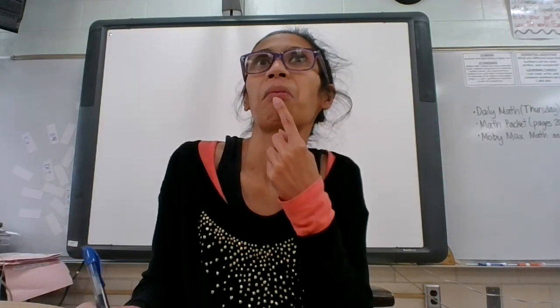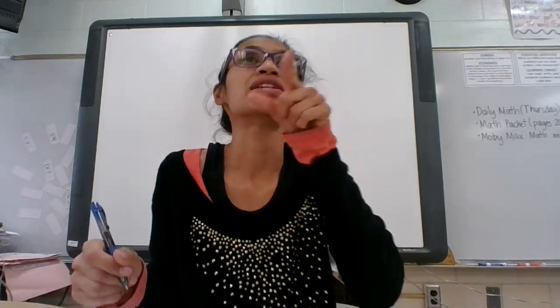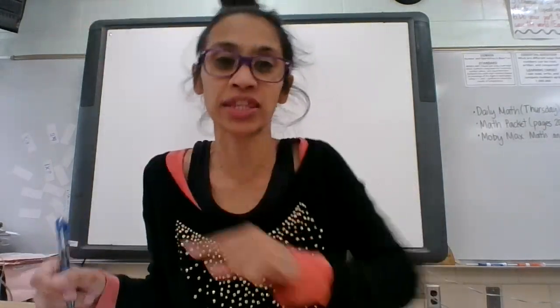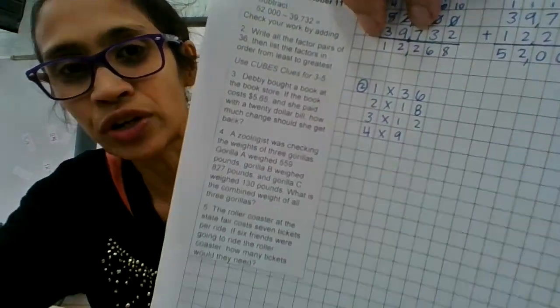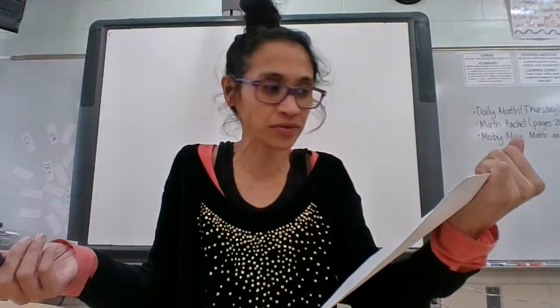Okay, so after 3 is what? 4. There's 4 times. I see it on the wall. I see it right there, and I see it right there. Which one is it? 4 times 9. 4 times 9 right there. Okay, so you see how we're going in order? 1, 2, 3, 4, and then now we need to try 5.